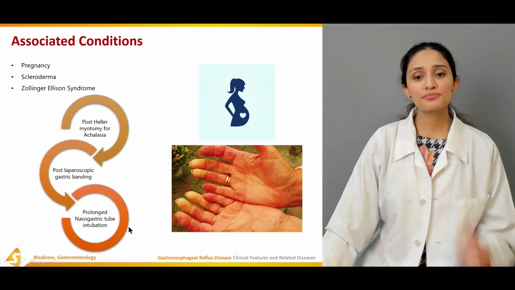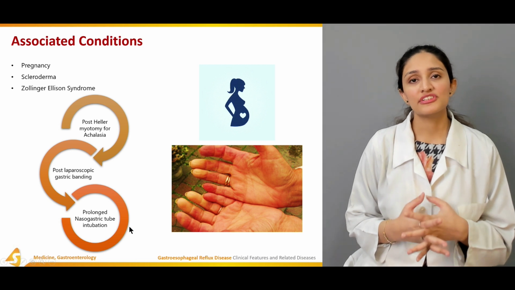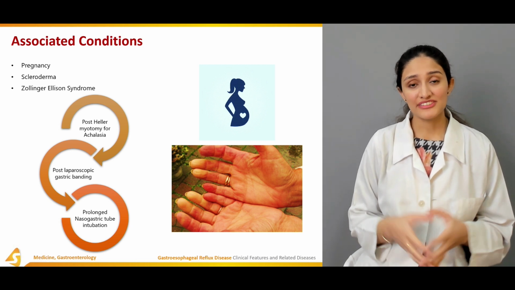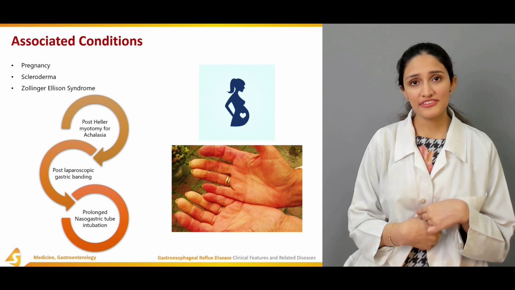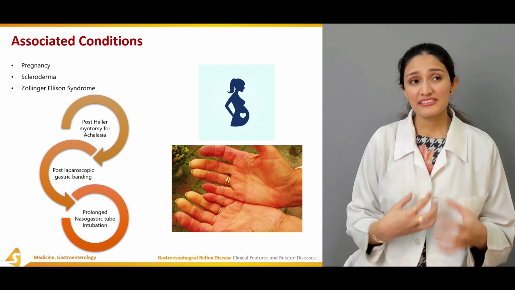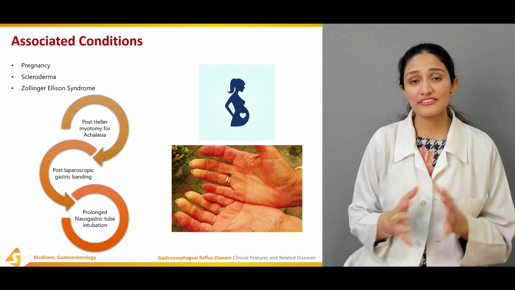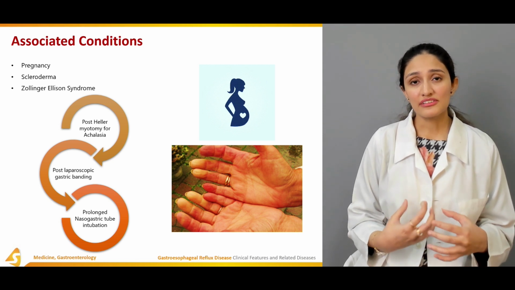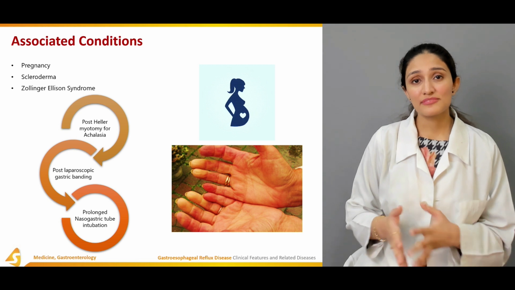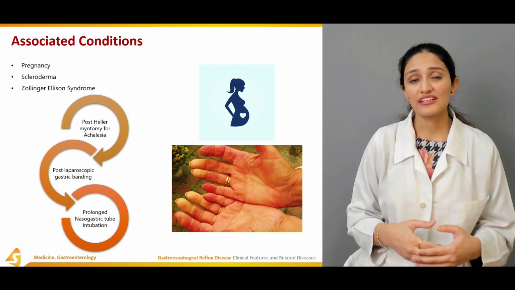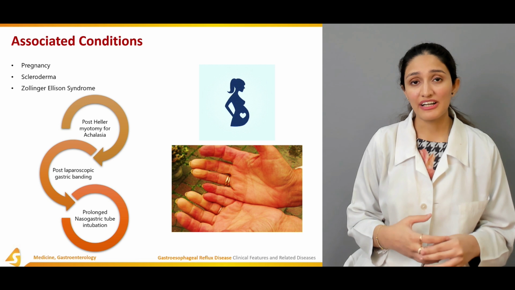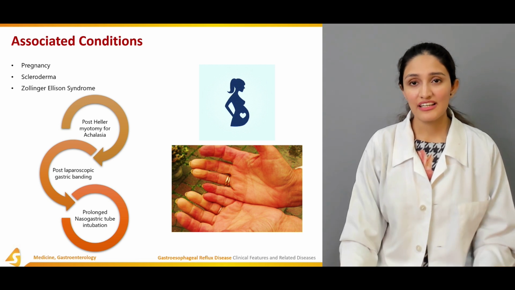And finally, prolonged nasogastric tube intubation. For example, in coma patients, this tube that is present in the esophagus disrupts the function of the lower esophageal sphincter and does not let it provide its barrier function, and reflux disease could occur.